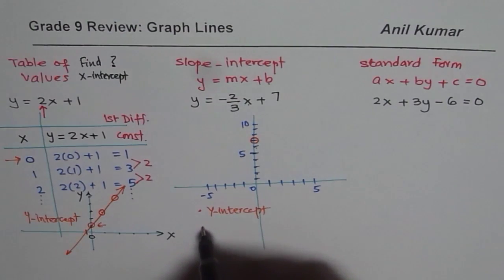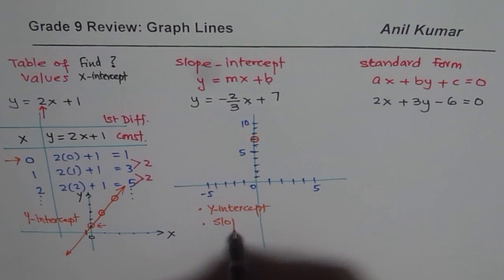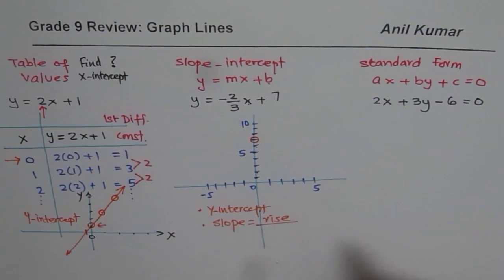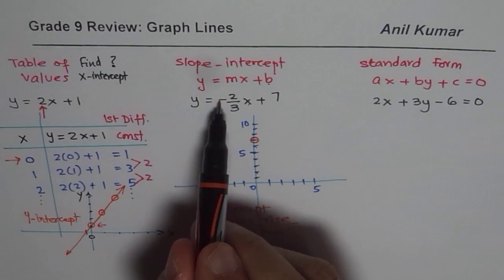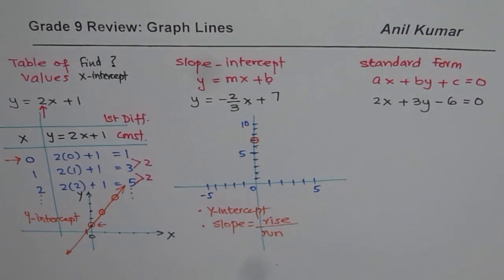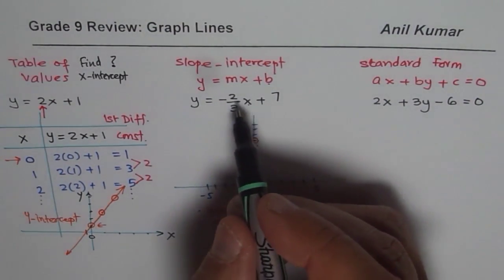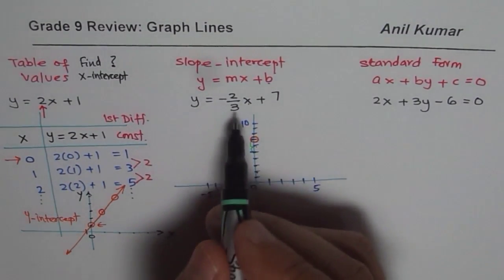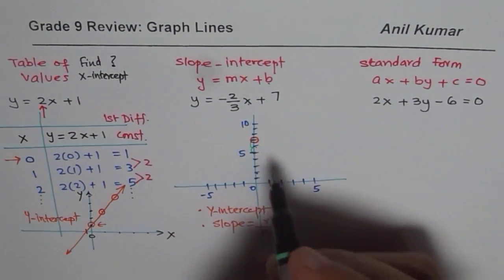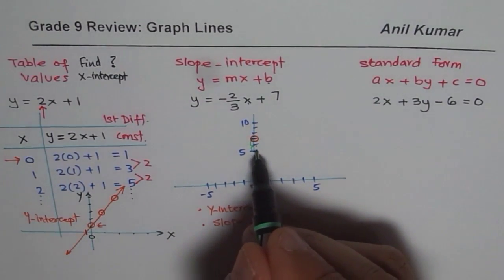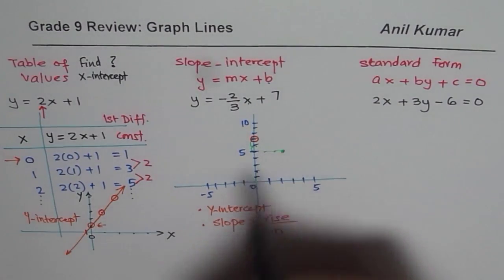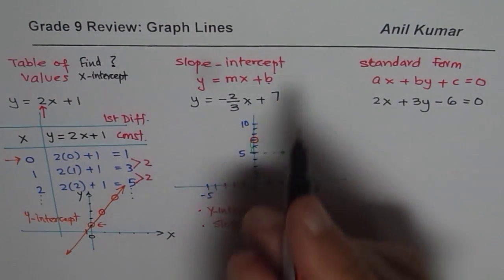Now we'll do slope. Now slope, as you know, is what? It is rise over run, correct? Slope is rise over run. In our case, rise is minus 2. So what we will do is, we'll go 2 steps down. 1, 2. So we come to 5. That is rise, and run is plus 3. So we'll go 3 steps to the right. 1, 2, and 3. Once you go there, you get a point. Perfect. Mark this point.